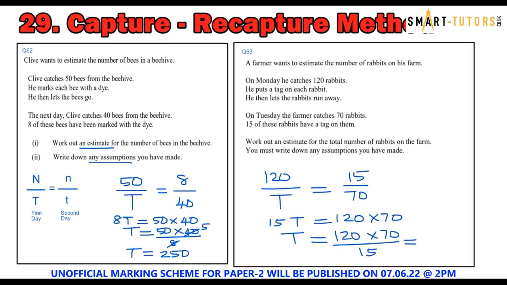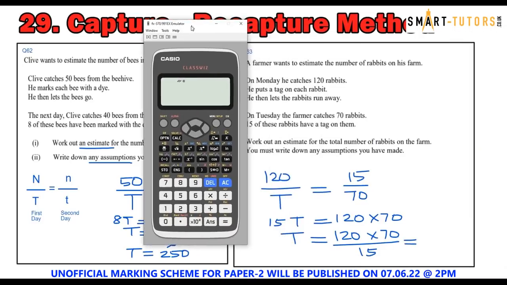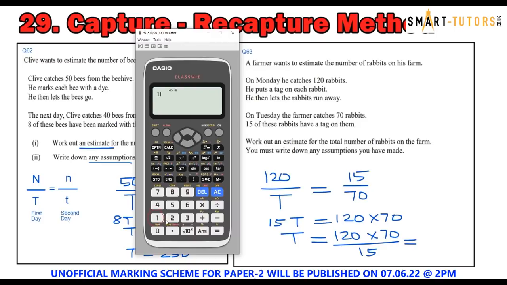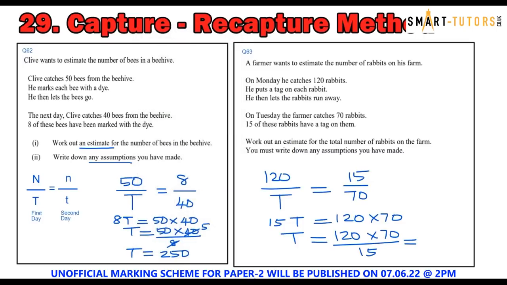I'm just going to be using the calculator, making sure that when we have a rough estimation. So 120 times 70 divided by 15, and the answer is 560. So the answer is 560 rabbits on this farm. Write down any assumption you have made: the tag is not removed between the first day and second day, and there are no newborn rabbits and no death of any rabbits on the farm. You can say that.